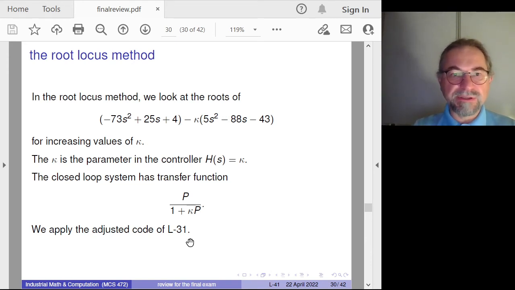In the example in class, we did this with a cubic. Here, it's actually a lot easier. We have a quadratic polynomial parameterized in this kappa. When kappa is zero, we have two real roots, and at least one of them is positive. For kappa equals zero, we will not have a stable plant. But as kappa grows, the effect of this compensator kicks in, and we hope that the roots actually go to the negative half plane.